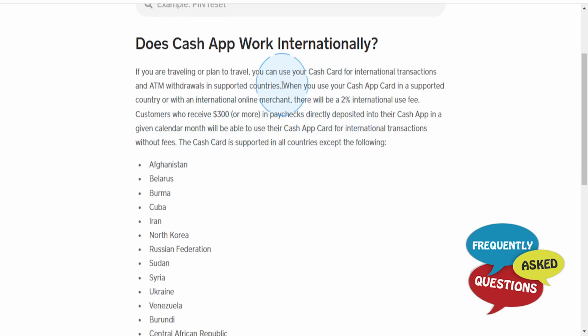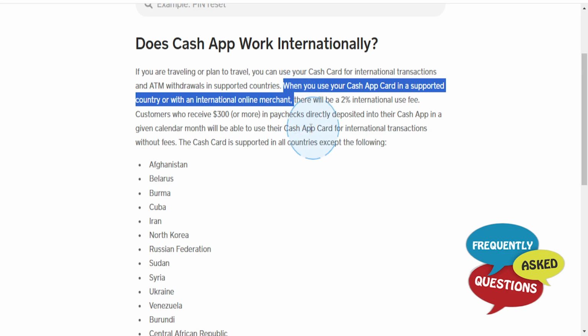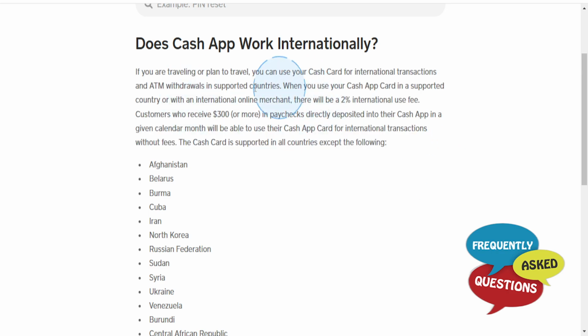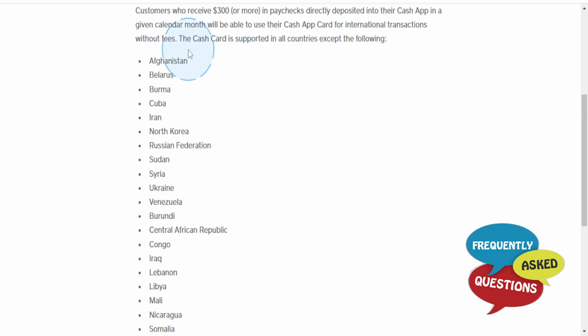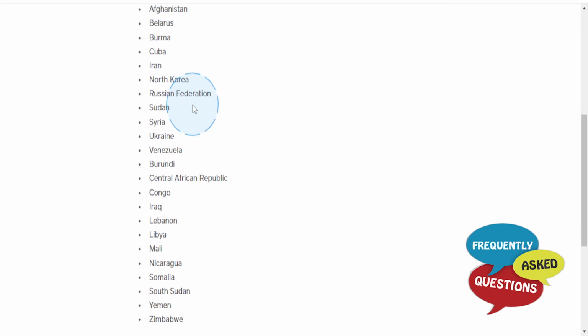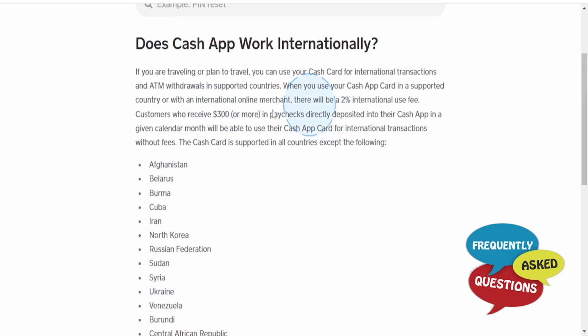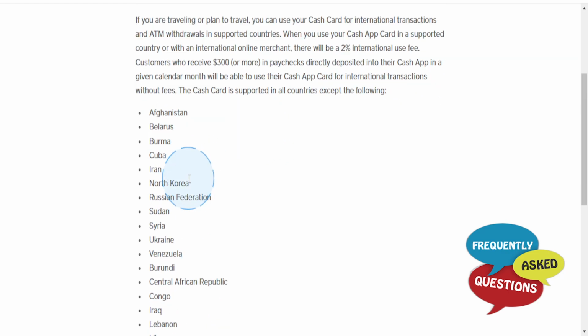So basically, you cannot use the normal Cash App directly, except if you're in the US or UK. But if you want to use it internationally, what you can do is first apply for the Cash Card and connect your Cash Card to your Cash App. Use the Cash Card in the different countries you're traveling in around Europe. Usually you can use it in most of the European countries.